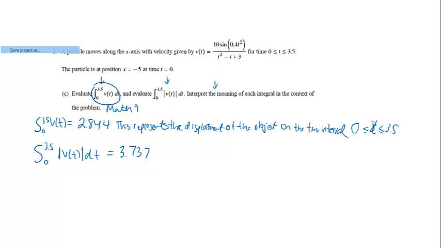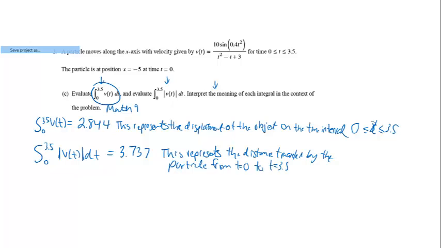Okay, when we add in the absolute values, we know that that's going to represent the distance traveled. So this represents the distance traveled by the particle. This time I'll put from t equals 0 to t equals 3.5. So either one of those ways would be fine of saying it. So we would get 1 point for getting the 2.844. We're going to get 1 point for calculating the 3.737. And then we are going to get 1 point for both of the explanations. So one including both of those.